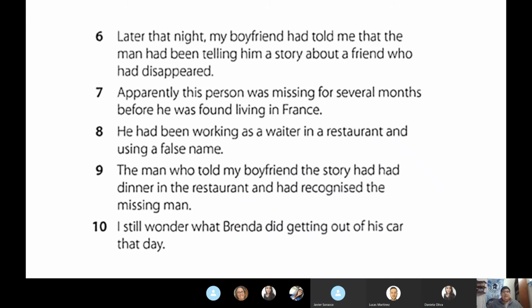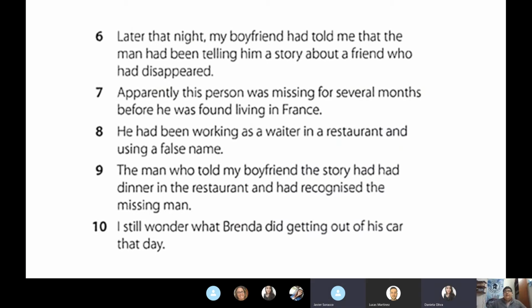Let's see number 8. He had been working as a waiter in a restaurant and using a false name. No. Here we have two simultaneous actions, okay? He had been working as a waiter in a restaurant and using a false name. That means this sentence is correct too, okay? Había estado trabajando como un mozo en un restaurante y usando un nombre falso. That is correct. And the next one.